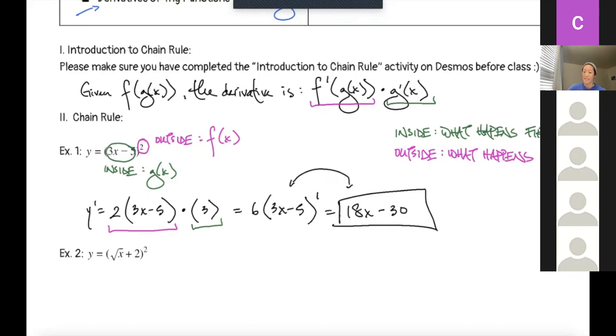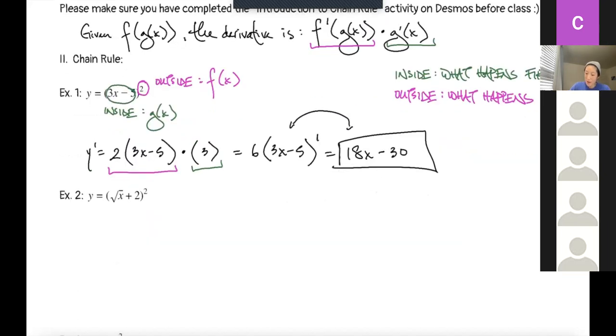Okay. Yeah, this ties back to those questions we saw in Desmos. Somebody walks up to you on the street. What do you do first? What do you do second? Okay, so what you do first, that's your inside one. What you do second, that's your outside one. Okay.